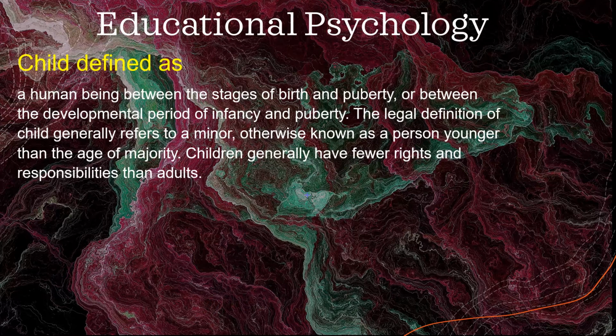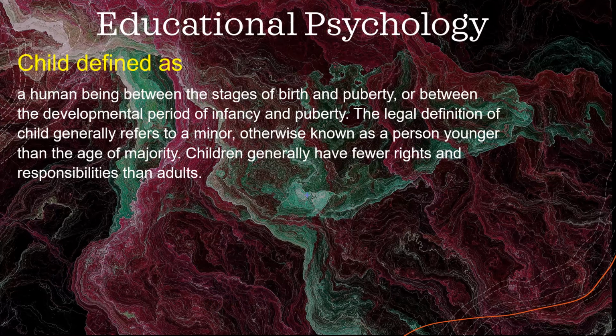A child is defined as a human being between the stages of birth and puberty, or between the developmental period of infancy and puberty. The legal definition of child generally refers to a minor, otherwise known as a person younger than the age of majority. Children generally have fewer rights and responsibilities than adults.